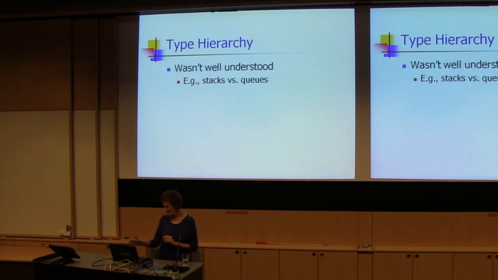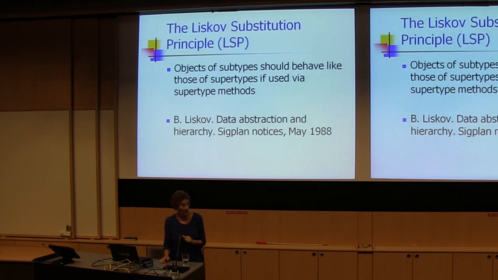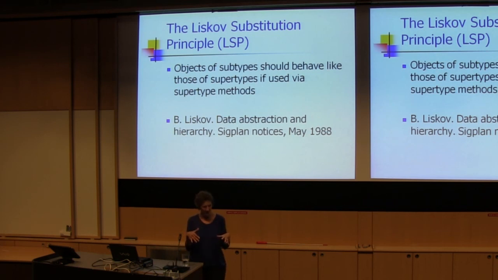So I was thinking about this, and that led me to come up with what came to be called the Liskov substitution principle. And this was my keynote at OOPSLA in 1987. All I said was a very common sense thing. I'm thinking about it from the point of view of the code that you write that expects an object of a supertype. So I said objects of subtypes should behave like those of supertypes if called through supertype methods. So you write that code, it expects an object of the supertype. Of course, you're using supertype methods.